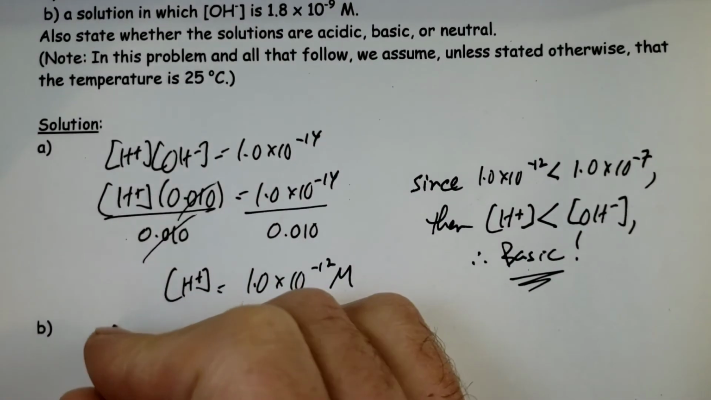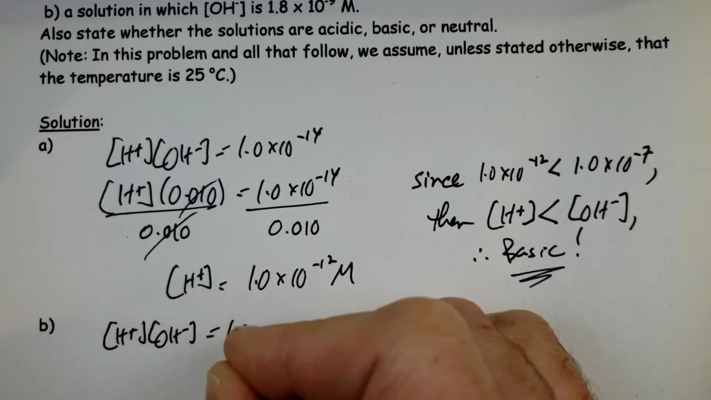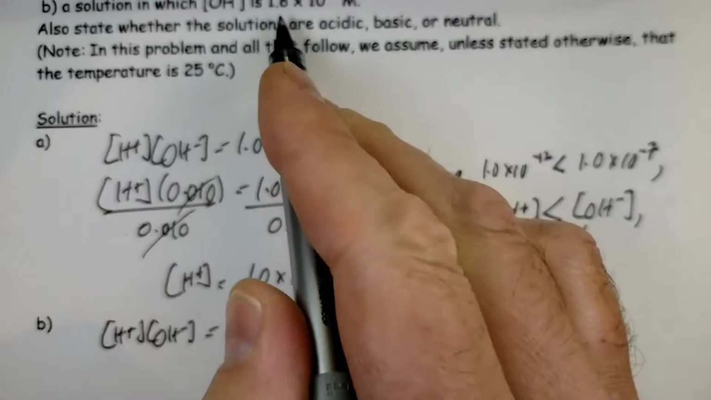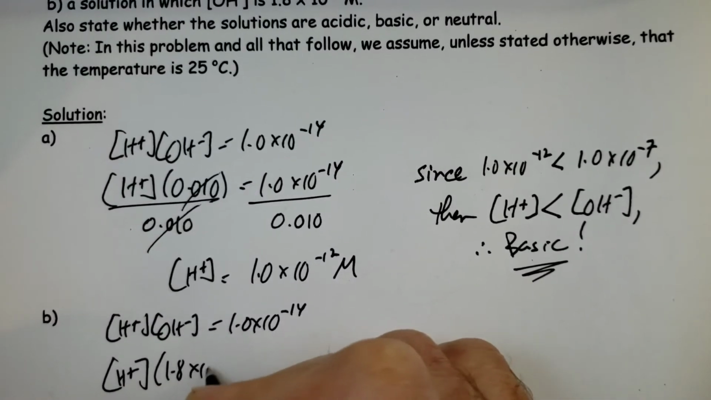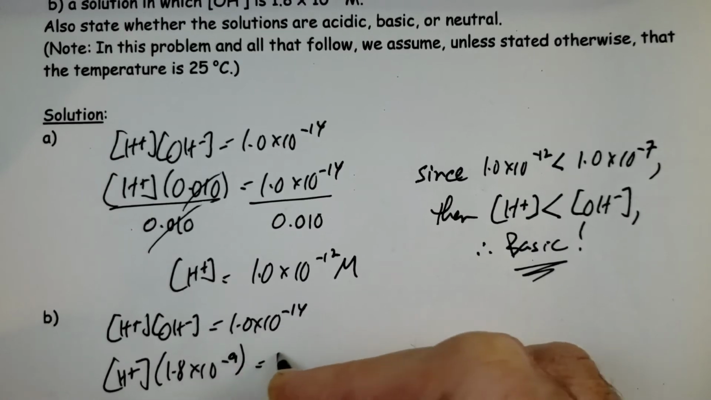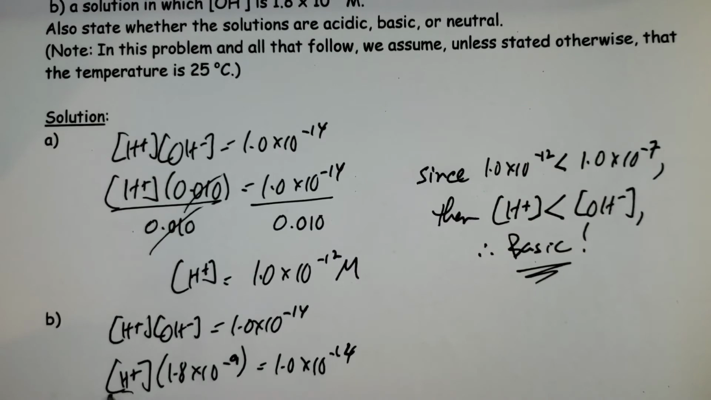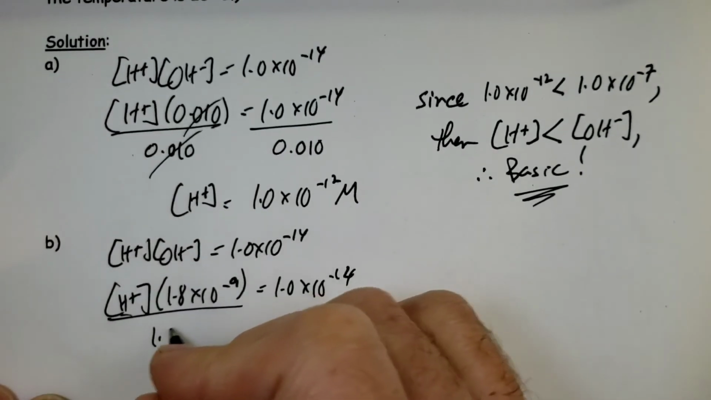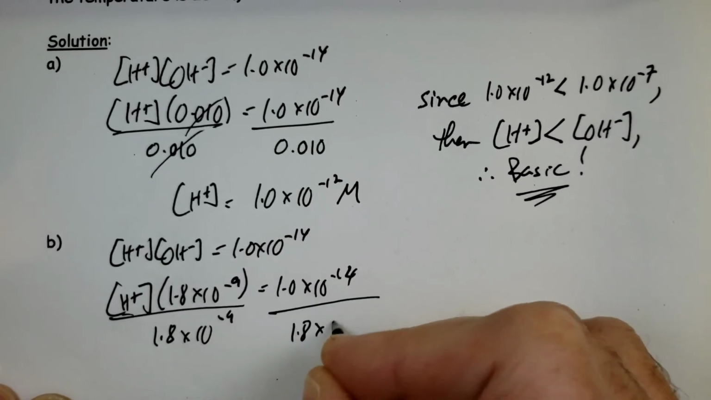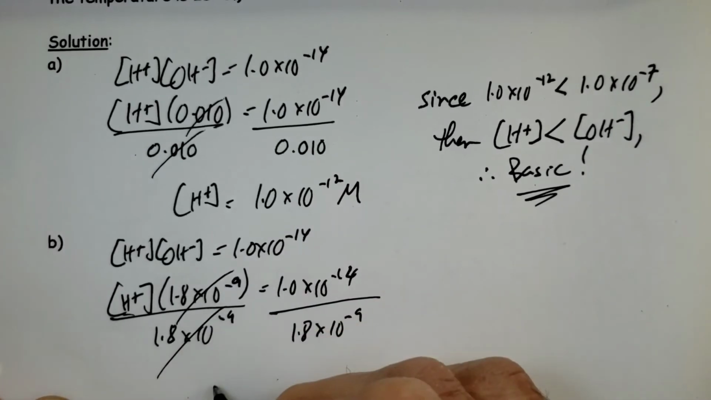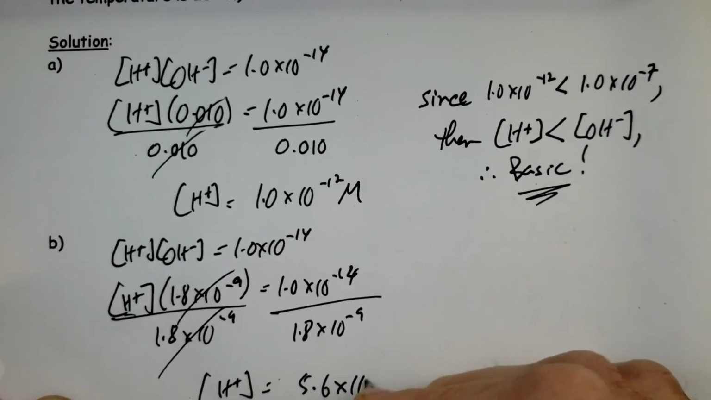Okay, let's look at the other one. [H+] times [OH-] equals 1.0 times 10 to the minus 14. This time [OH-] is 1.8 times 10 to the minus 9. So same thing here. To solve for [H+], divide by 1.8 times 10 to the minus 9. And [H+] equals 5.6 times 10 to the minus 6.